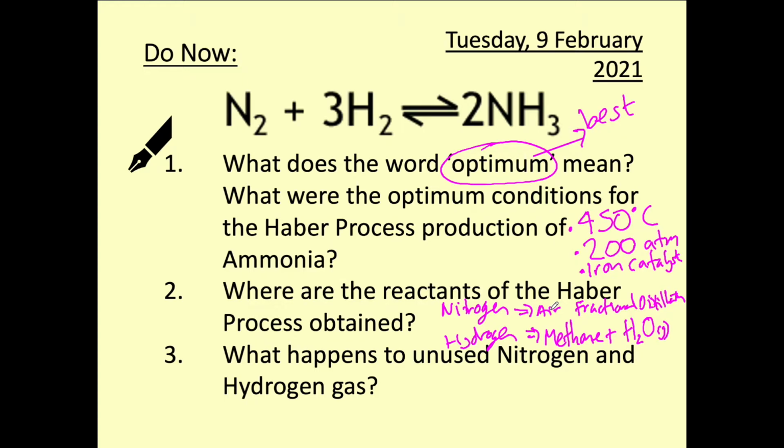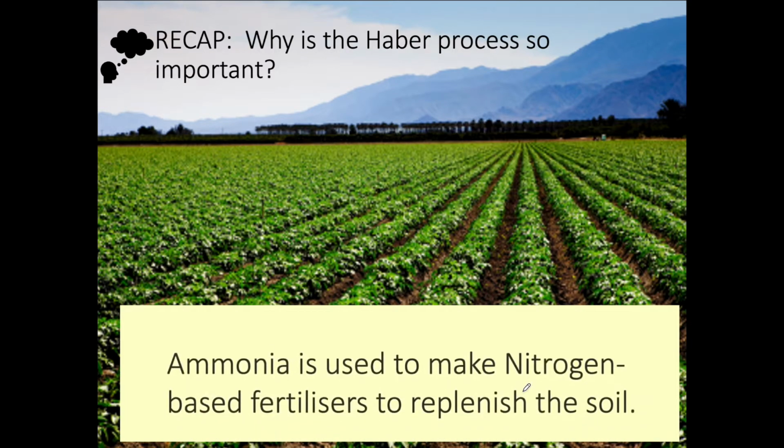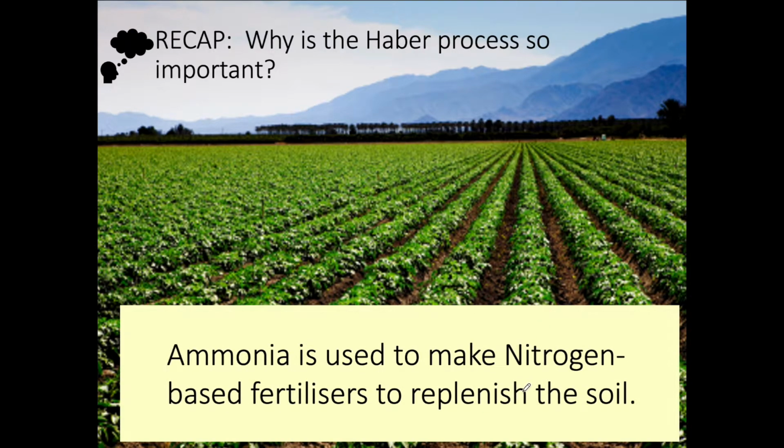And then the third question, what happens to the unused nitrogen and hydrogen gas? They get recycled back into the reaction container so that they can continue reacting and so that we don't have any waste. So just to recap from last lesson, why the Haber process was important. This was because ammonia can be used to make nitrogen-based fertilisers in order to replenish the soil. So what we're going to look at today is how we make fertilisers.